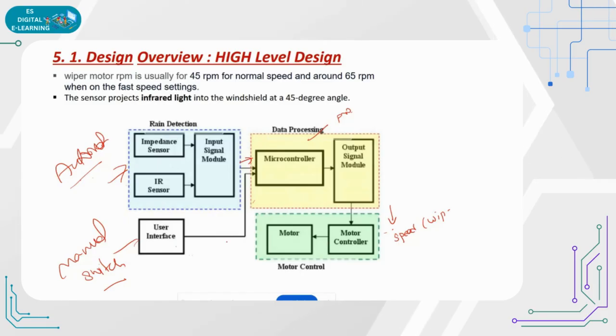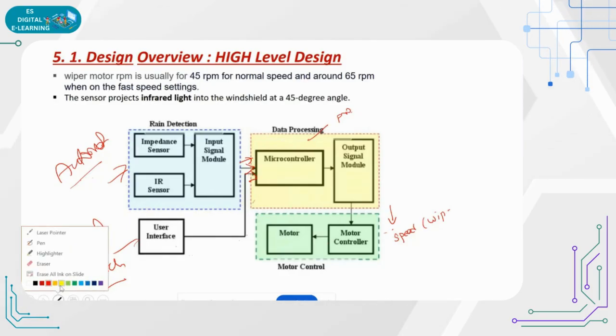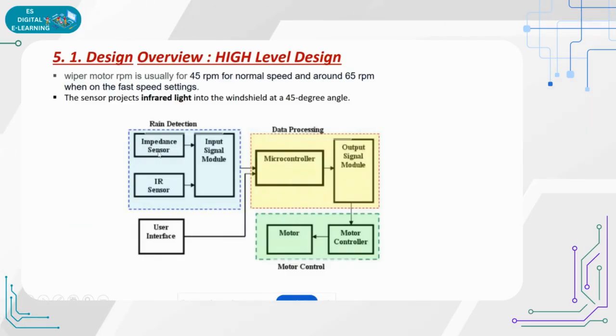The manual switch is like a user interface. Where the user adjusts, it gives the information to the controller. Automatic automatically adjusts the speed and activates it. Is it clear? This is the high level diagram. Whenever you get the requirements, to understand at a high level, you need to see all these block diagrams.